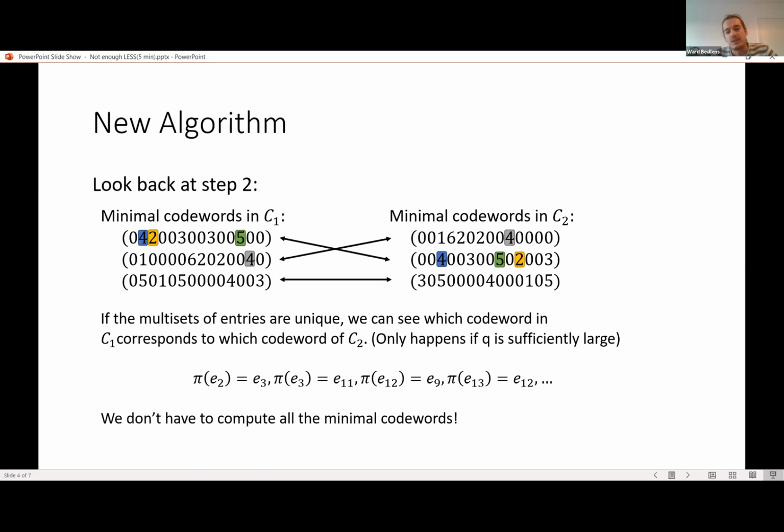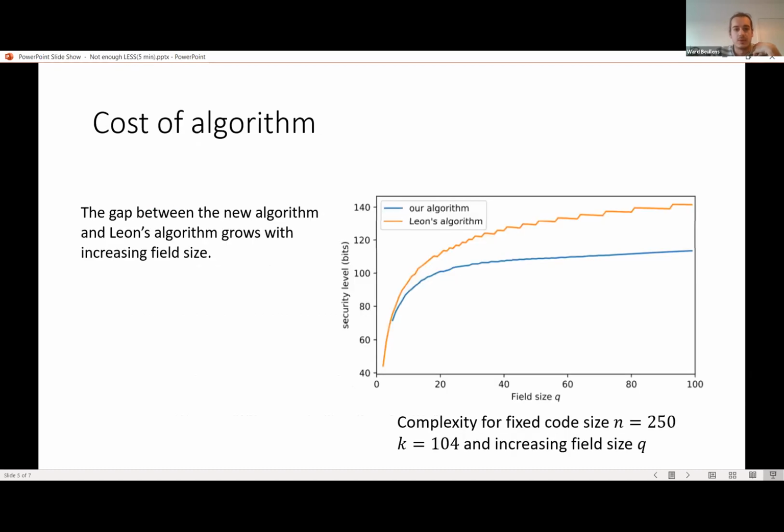But why is this more efficient than Leon's algorithm? Well, it's because we don't have to compute all the minimal code words anymore. Because as soon as you've got one minimal code word in C1 and a minimal code word in C2 with the same set of entries, then you don't need to know the other code words. You can just assume, okay, this one is a permutation of the other one, and then you got information about your permutation. And in fact, you don't even have to compute minimal code words anymore. You can compute code words at a higher Hamming weight, and this will still work.